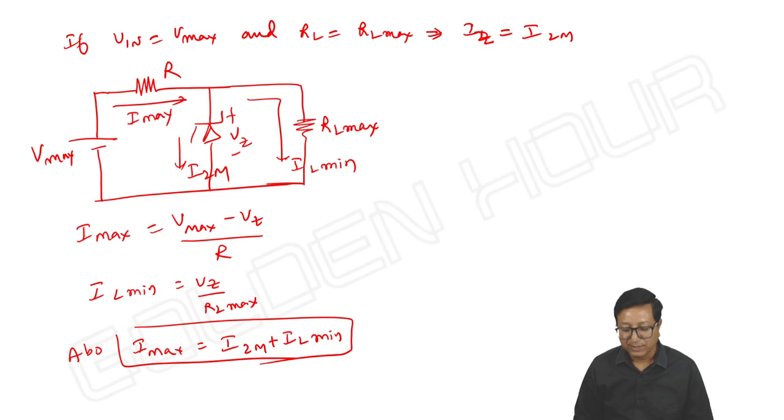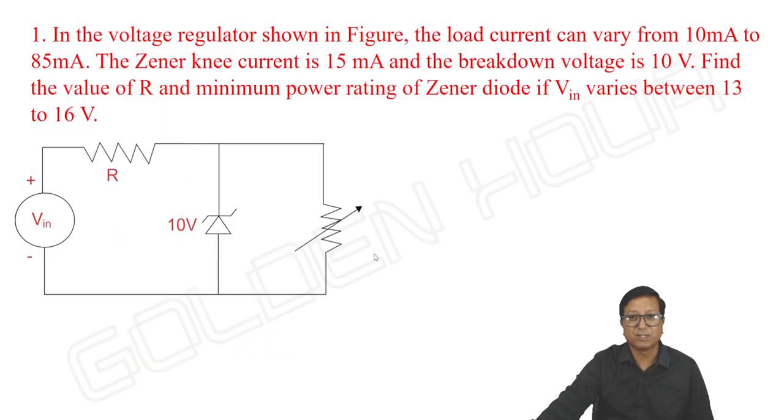Next point. If IZ minimum is not given, what can we take? IZ minimum is equal to 0. If RL maximum is not given, we can assume RL maximum is equal to infinity. Again and again I am telling you, students should not forget these points. Now, based on this, let us have a look at some problems asked in previous papers.